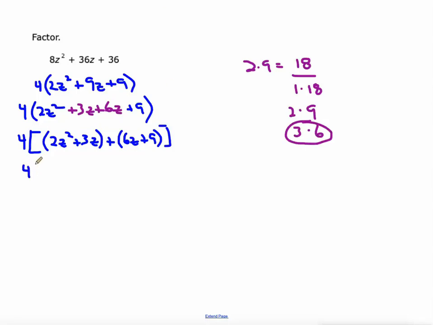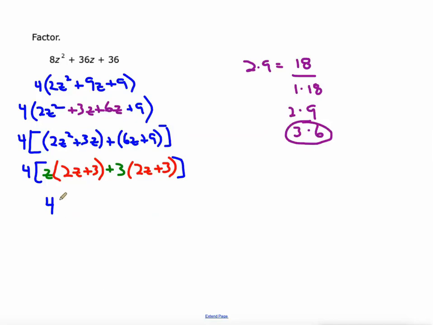All right, in the first group, is there a greatest common factor I can take out? Sure, they're both divisible by z. That would leave me with 2z plus 3 inside. In the second group, is there a greatest common factor? Sure, they're both divisible by 3. When I factor that out, that would leave me with 2z plus 3. All right, so actually I'm done. At this point, I can write my final factorization.